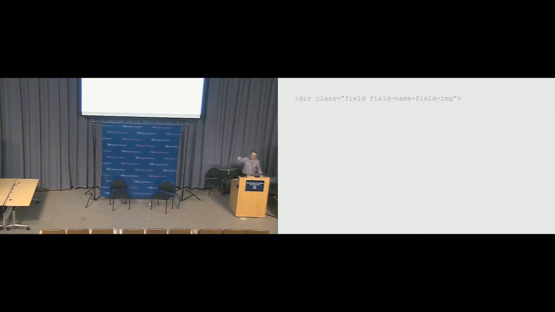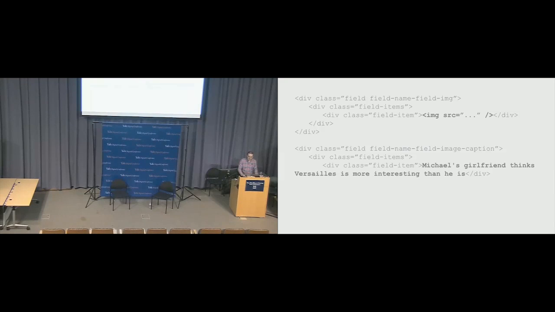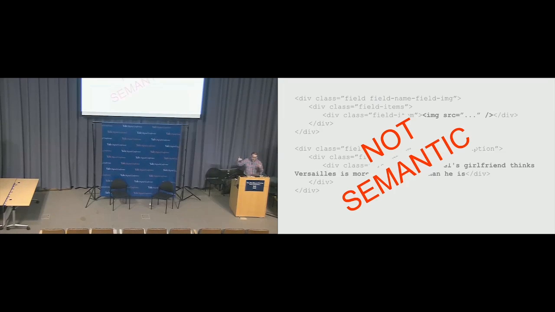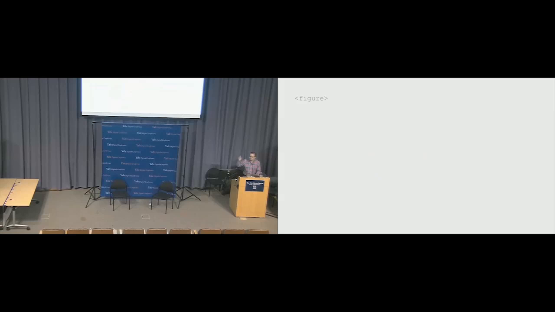My markup is a wrapper for the field, or a wrapper for the field items, the image itself, some closing wrappers, a wrapper around the text, another wrapper around the text itself in a div. So I just have all of these divs that are there. And again, this is not semantic, because we want these associated in a more meaningful way. So the proper semantics for this would be to use a figure element.